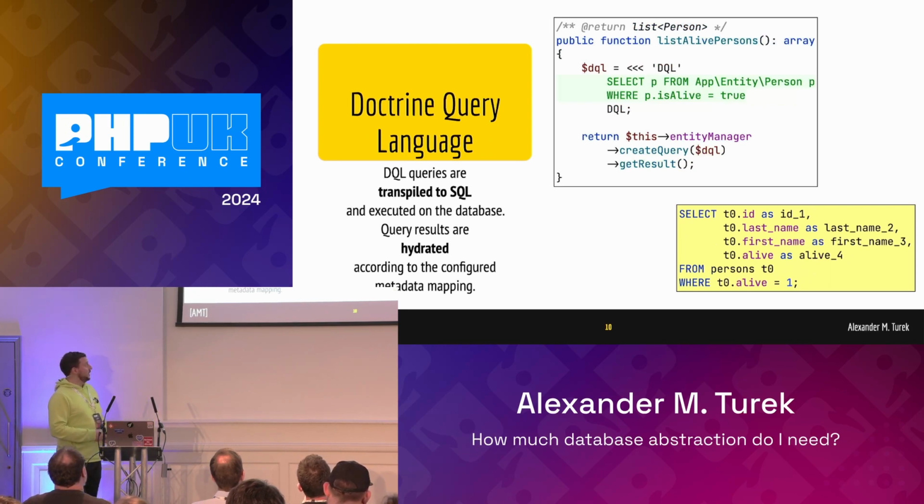What else can I do? I can also write something like SQL against my object model. We call this language DQL, or Doctrine Query Language. So I'm writing a select query, not against the person table, but against the person entity class.